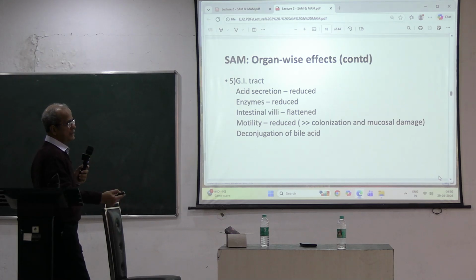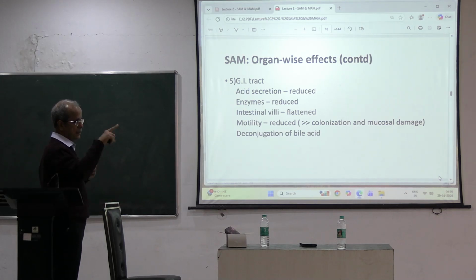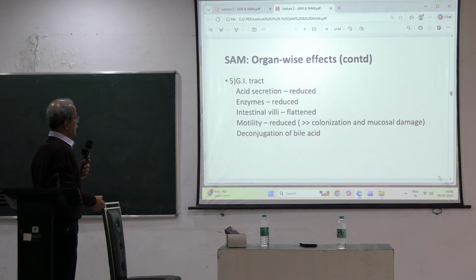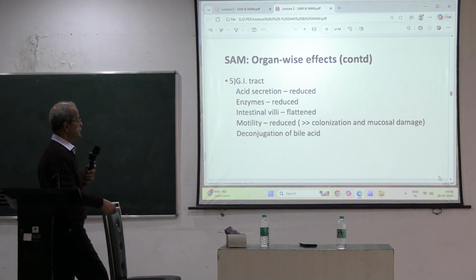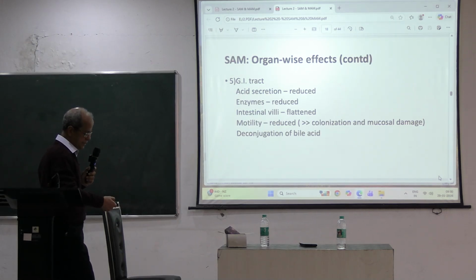Why? Because there is lack of protein and lack of energy, so cell division is less. Whenever cell division is less, the villi are flattened. Deconjugation of bile acid is also reduced. Motility is reduced, very important. Intestinal motility is reduced, which leads to increased colonization with bacteria and microbes, and so mucosal damage happens.